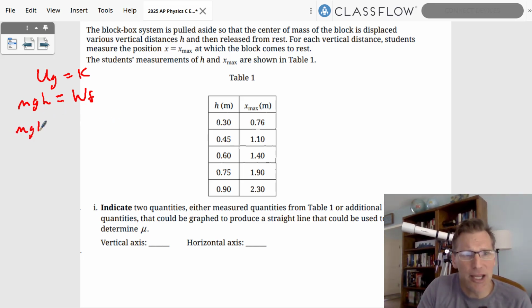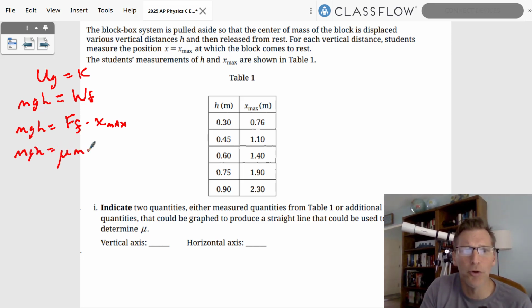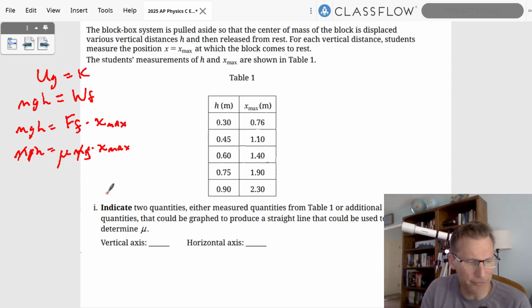And so mgh is equal to the force of friction times the distance that it goes, which is my x max right here. What is the force of friction? It's the coefficient of friction times the normal force, which is mass times gravity, times x max. What cancels out here is the masses. What also cancels out is gravity. And so what do we have here? What do we need to graph?